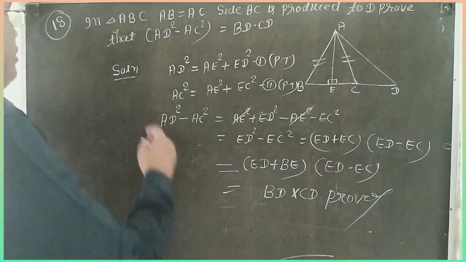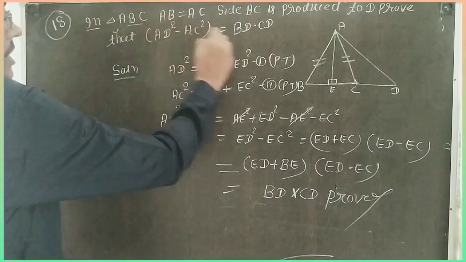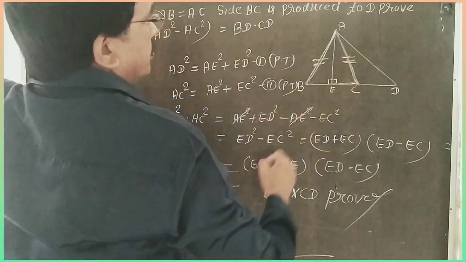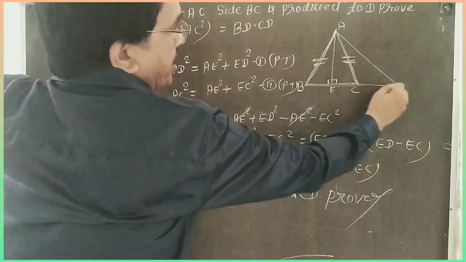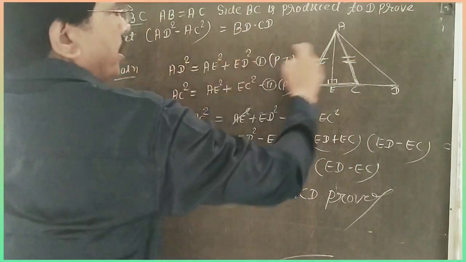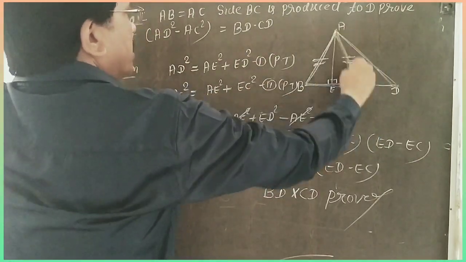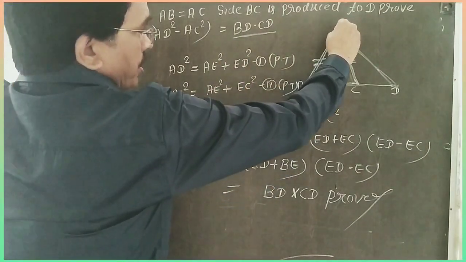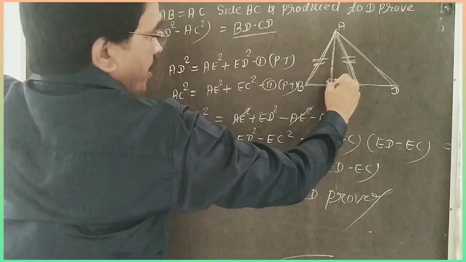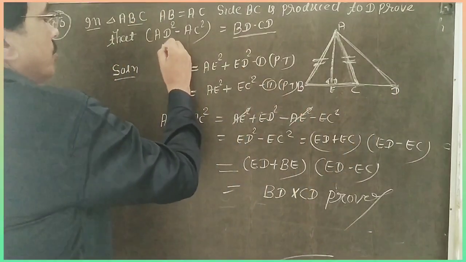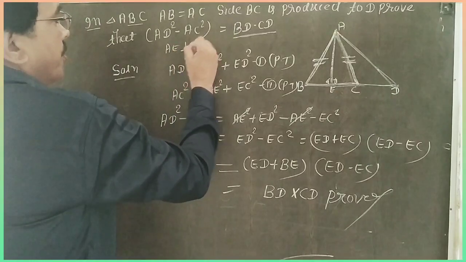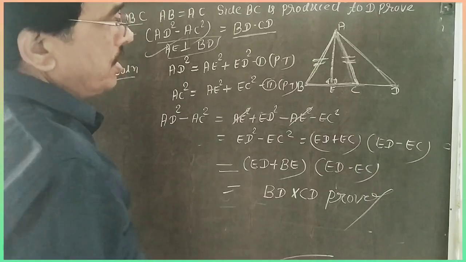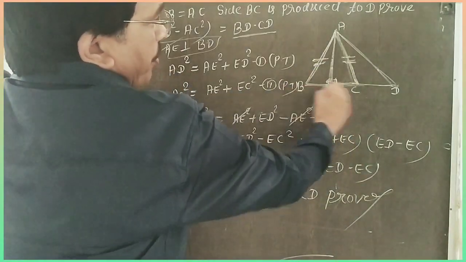Now question number 18. The question is, in triangle ABC, AB is equal to AC and BC is produced to D. Prove that AD square minus AC square is equal to BD into CD. So dear student, first we draw AE perpendicular to BC. So in the solution you write: draw AE perpendicular to BD. It is the construction work in your question.